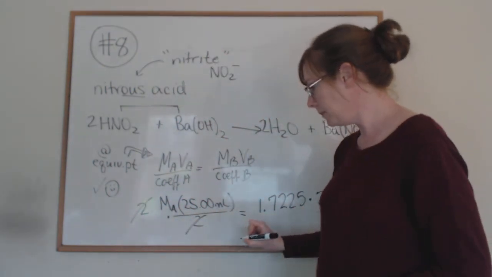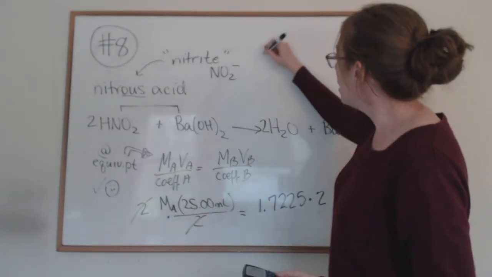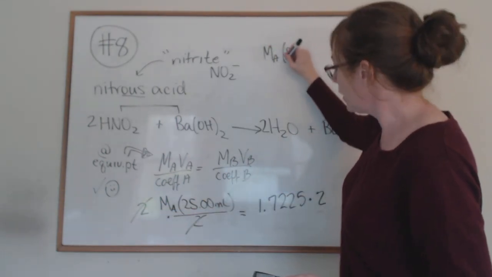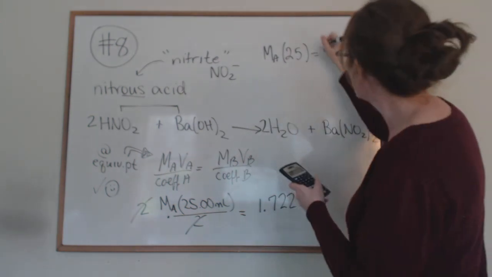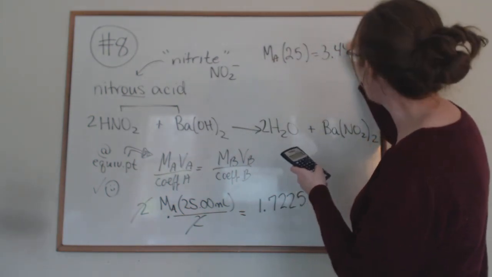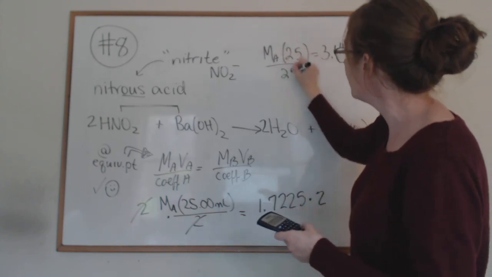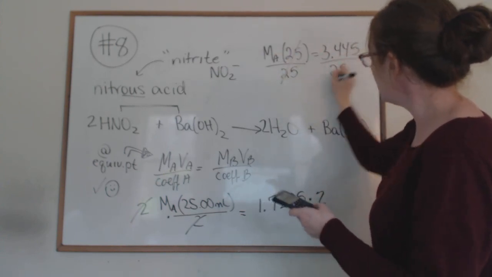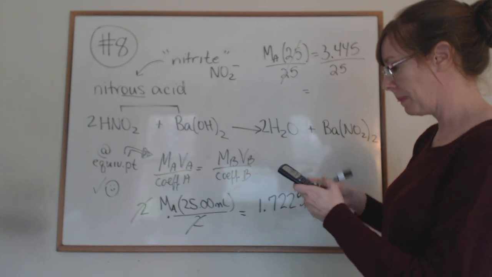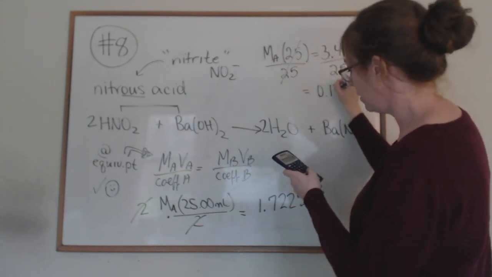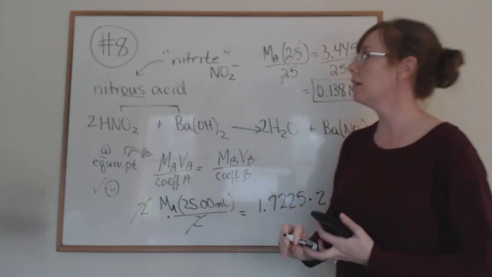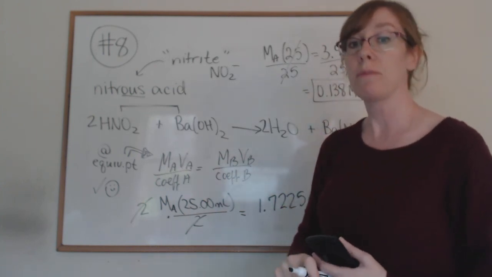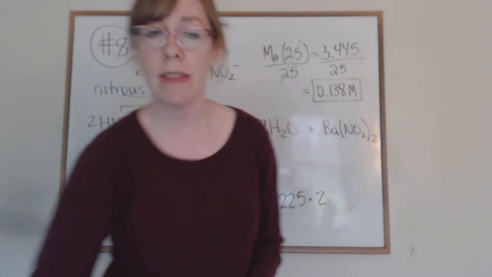So now it becomes, molarity of the acid times 25 equals whatever this turns out to be, 3.445, and then divide both sides by 25, and we will get the answer, 0.138 molar, because of the 3 sig figs in the 0.125 molar. So that's why that is the answer.